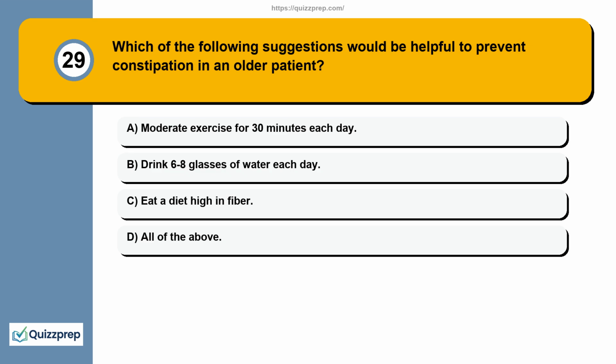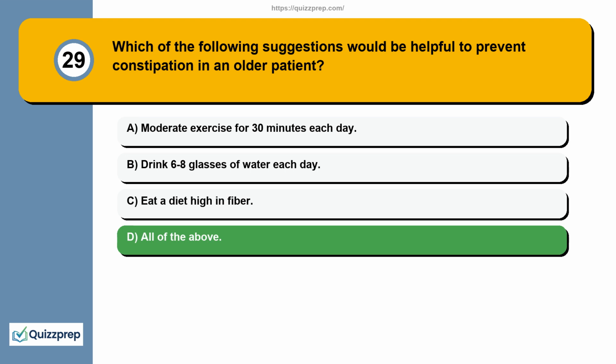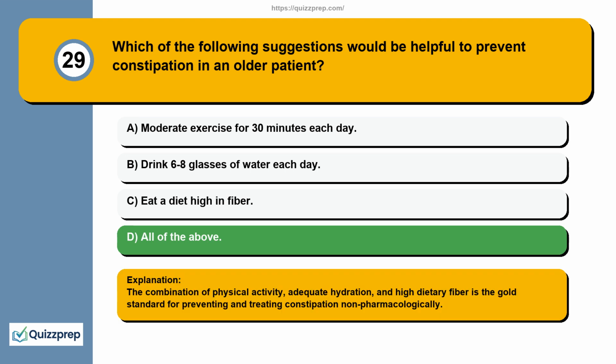Question 29. Which of the following suggestions would be helpful to prevent constipation in an older patient? Moderate exercise for 30 minutes each day. Drink 6 to 8 glasses of water each day. Eat a diet high in fiber. All of the above. The combination of physical activity, adequate hydration, and high dietary fiber is the gold standard for preventing and treating constipation non-pharmacologically.